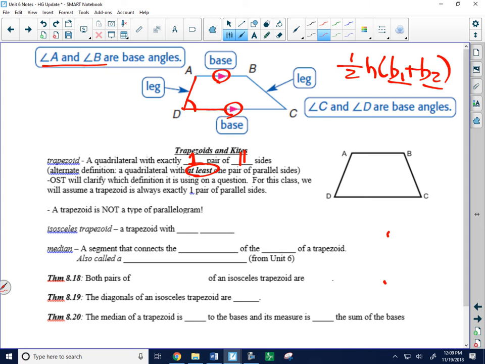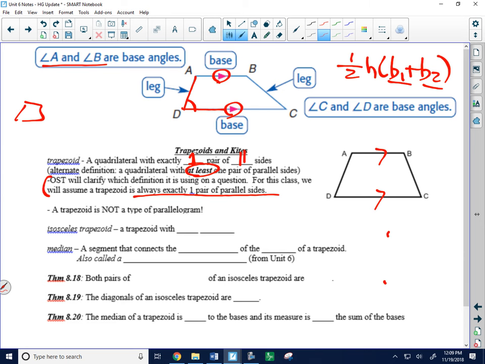I don't really like that as much, because then that would say a parallelogram is a type of trapezoid, because a parallelogram has at least one pair of parallel sides. It actually has two. So apparently, if they ask you a question about trapezoids for the state test, they would then clarify exactly one or at least one. For this class, we're just going to use this: exactly one pair of parallel sides. If it was a state test question, they would have to clarify. So the basic shape with drawing it would be that.